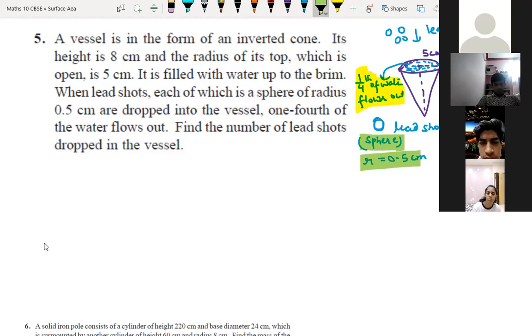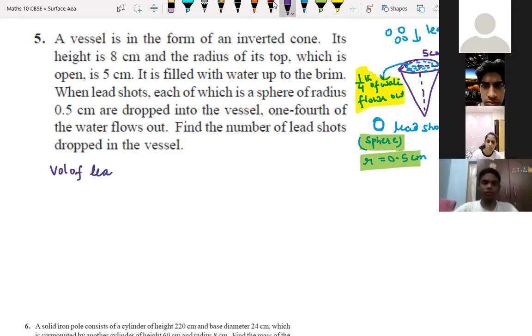How many lead shots are you putting inside the vessel? So what can we write here, children? Number of lead shots. The volume of lead shots is equal to 1/4 of the volume of the cone. Can we write like this, children?